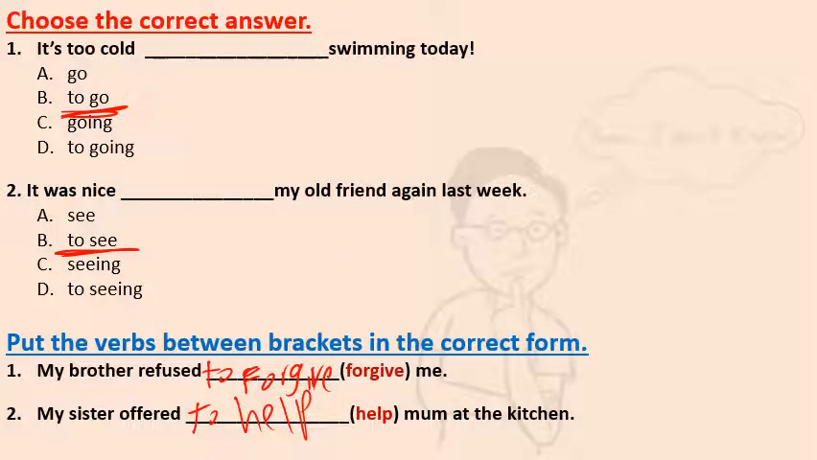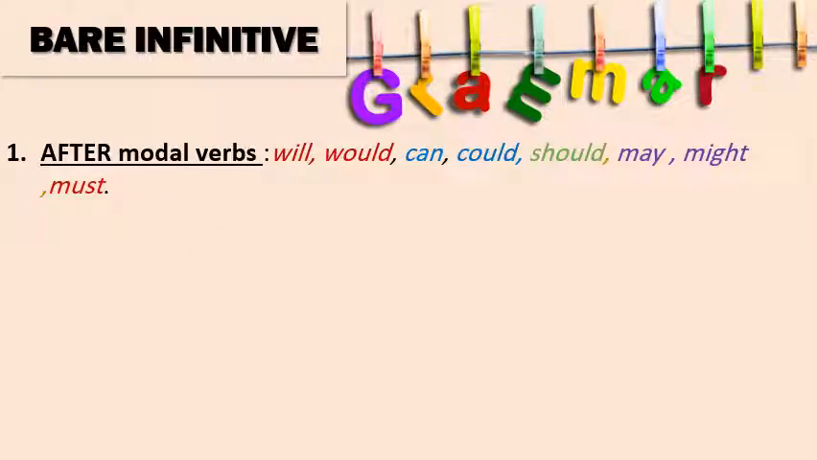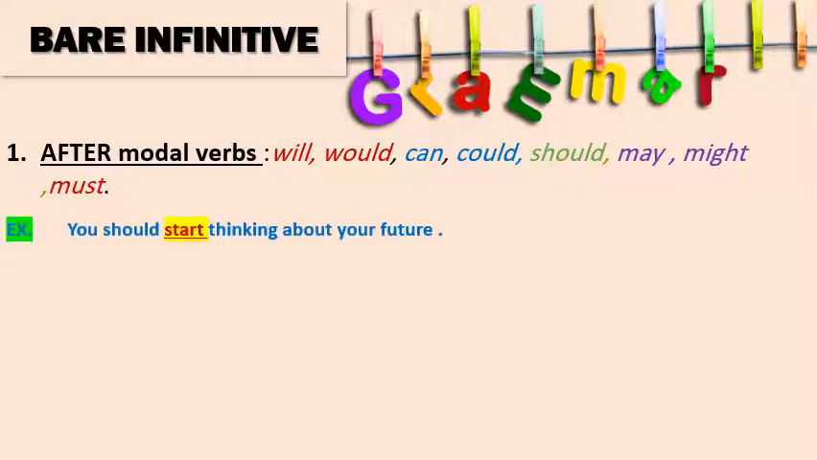Now, let's go to the second part of our session, which is bare infinitive. When we use bare infinitive, it means the verb without any additions, without s, without ed, or without to before it. We put bare infinitive after all modals: will, would, can, could, shall, should, may, might, and must. For example, we should start thinking. Here the modal verb is should, followed by start.